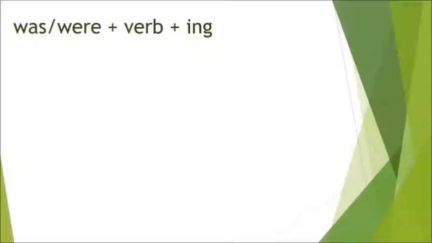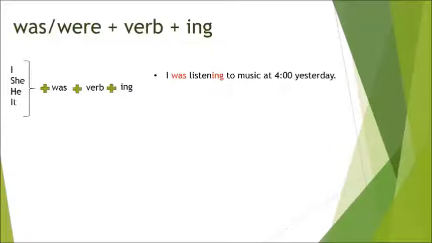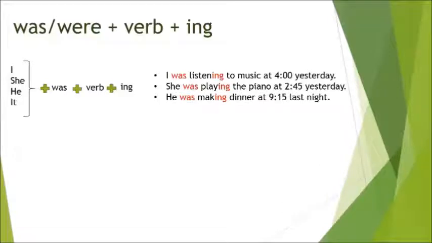Let's start with positive sentences. We make past continuous sentences by using was or were and verb plus ing. For I, she, he, and it use was and verb plus ing, like these examples. I was listening to music at 4 o'clock yesterday. She was playing the piano at 2:45 yesterday. He was making dinner at 9:15 last night. It was raining at 6 o'clock last Saturday.